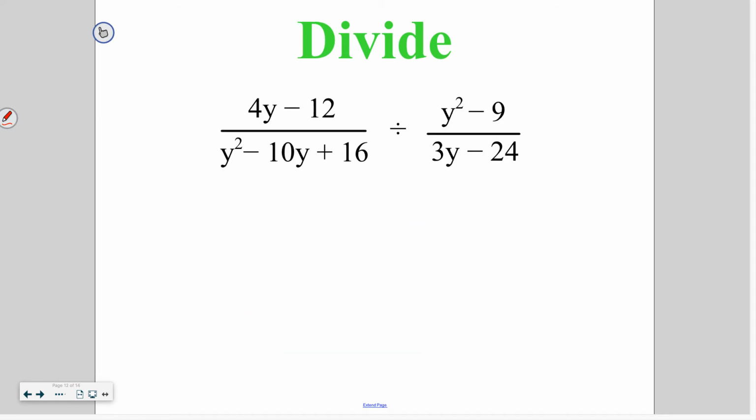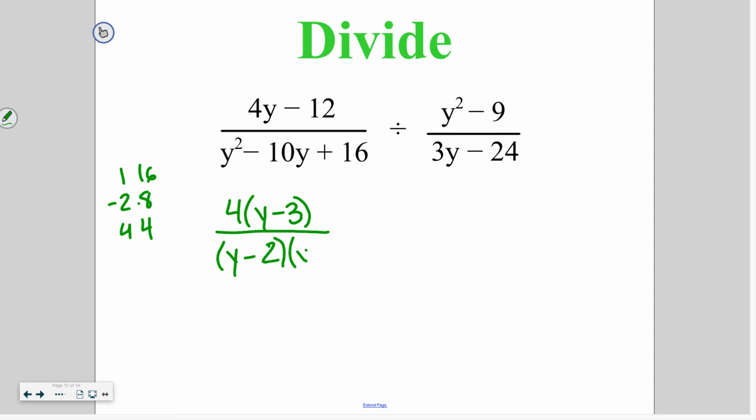We also can get to the more complex problems with division. Again, you're going to want to use GCF or factoring trinomials to help you out. Up top here, on the numerator, we've got a GCF of 4, so 4, and then y minus 3. On the bottom, our factors are 1 and 16, 2 and 8, 4 and 4. The pair that can get us to negative 10 is negative 2 and negative 8. So I've got y minus 2 and y minus 8 as my factor pairs on the bottom.